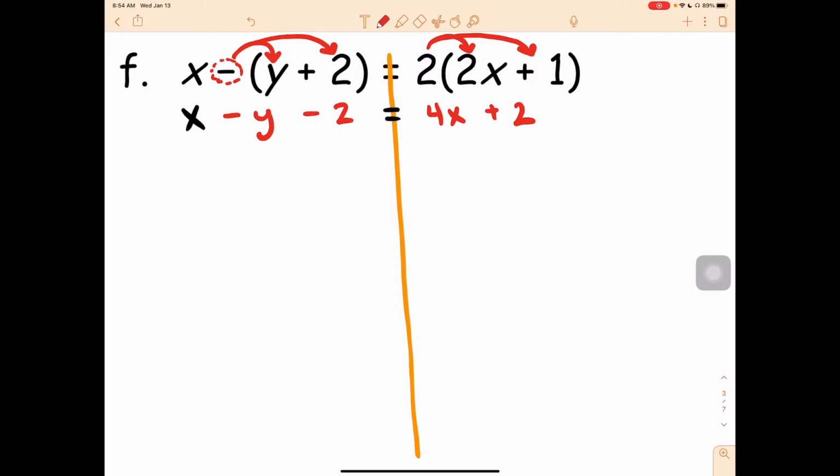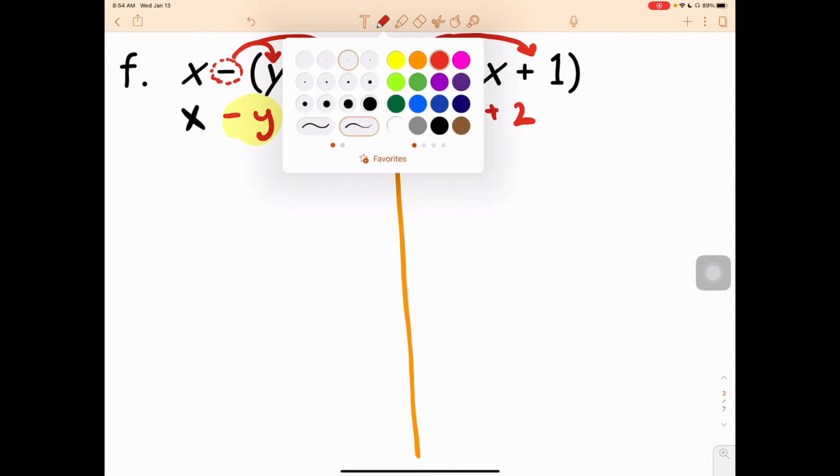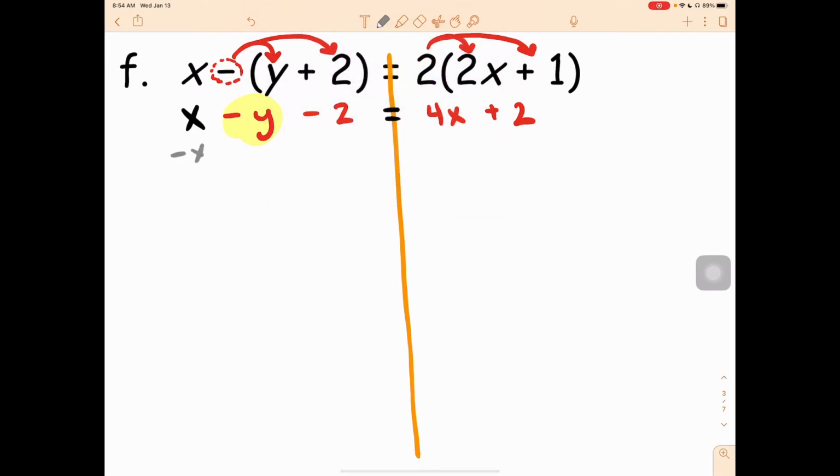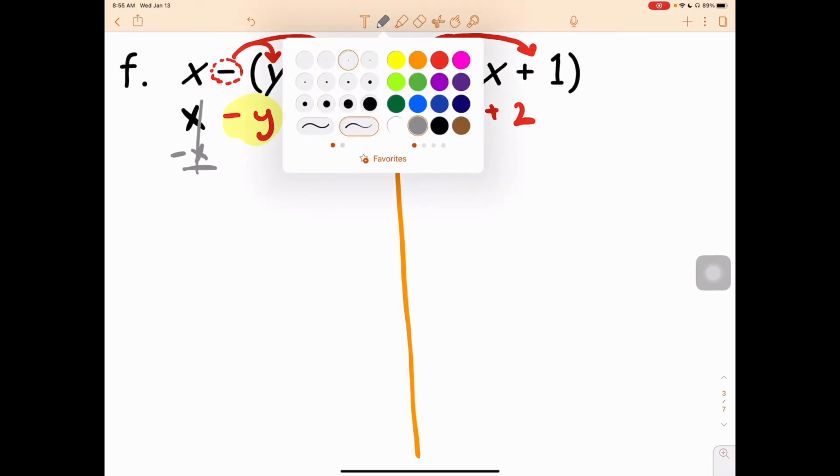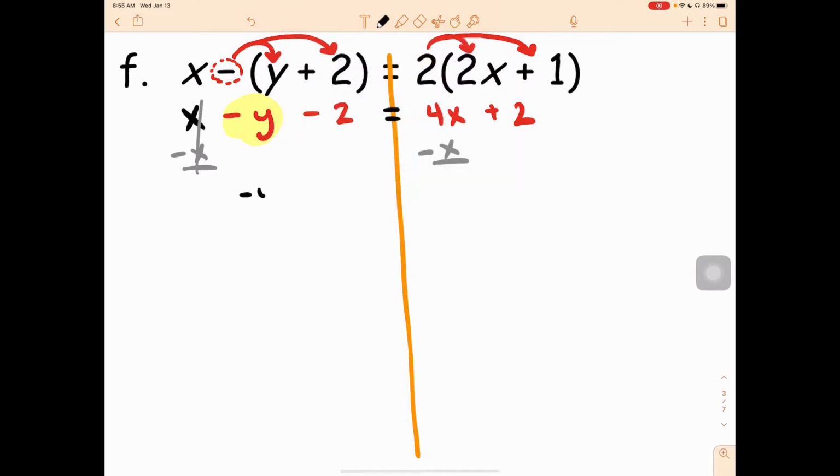Okay, so now I notice that my y is here on my left-hand side, so I'm going to leave it there. So I'm going to subtract x here from both sides. So over here I'm left with, again, my negative y minus 2. Just brought each of those down. 4x minus x is 3x, and then just bring down this plus 2. So now I have negative y minus 2 equals 3x plus 2.